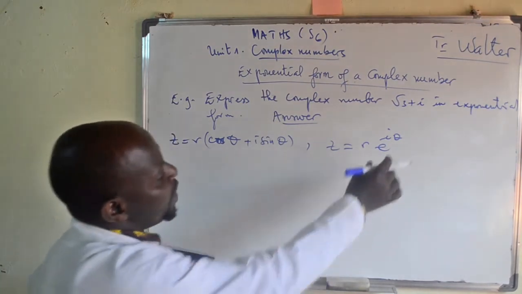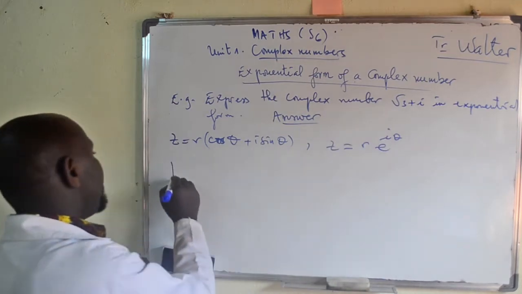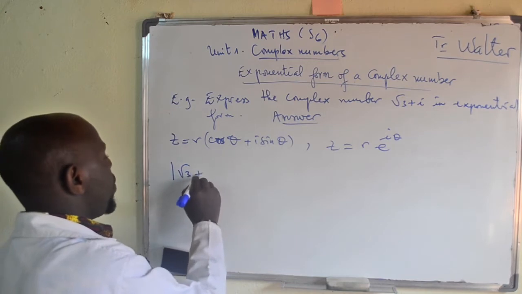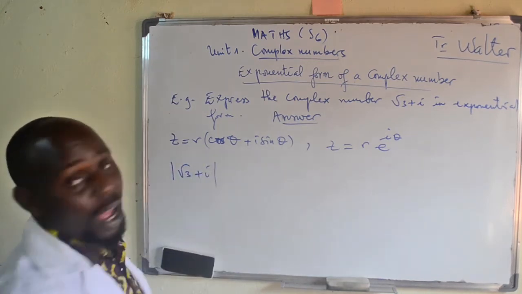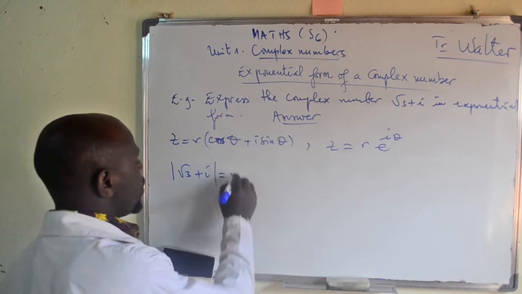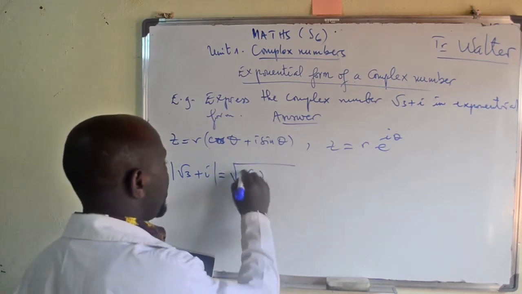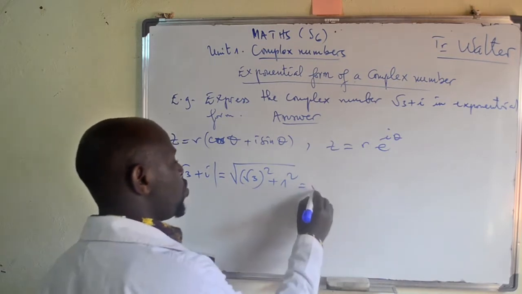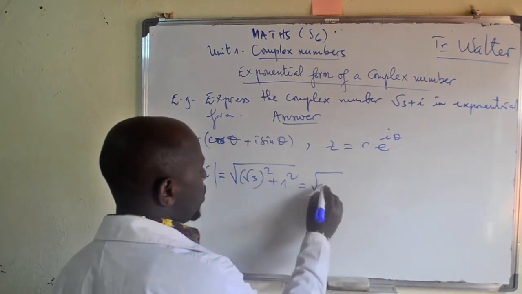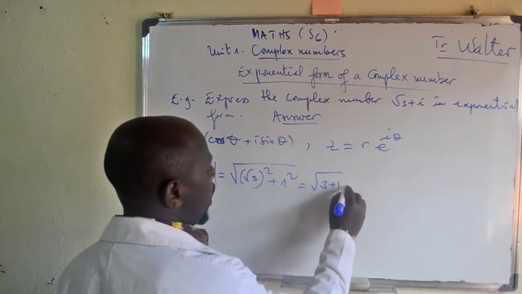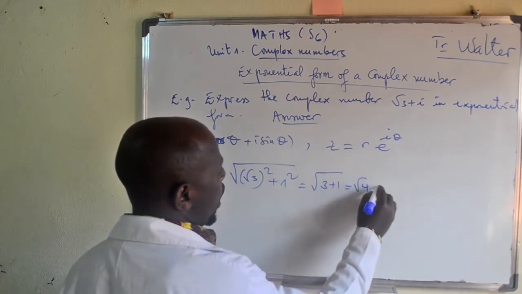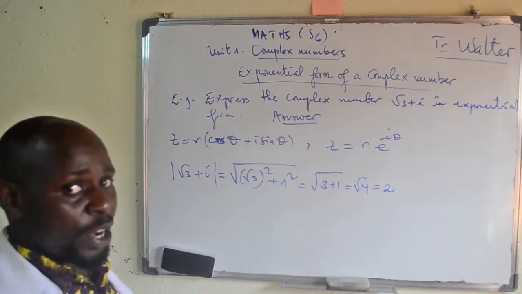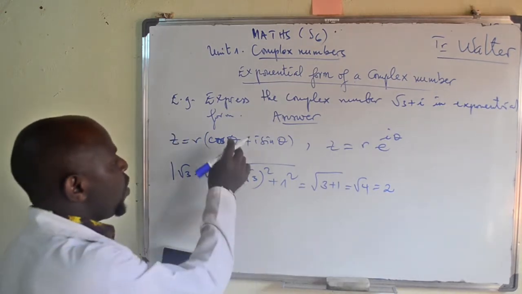So here we have a complex number z, and we shall find its modulus first, which will be the absolute value of square root of 3 plus i. As normal, this will be equal to the square root of 3 squared plus 1 squared, which is the square root of 3 plus 1, the square root of 4, which is 2. So I have here the modulus of z, and now I have to find also the argument.